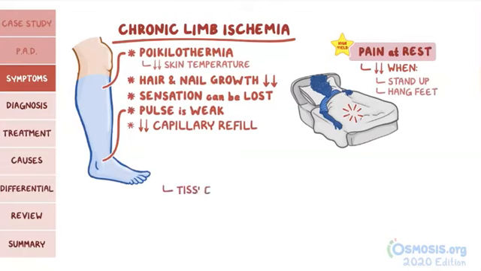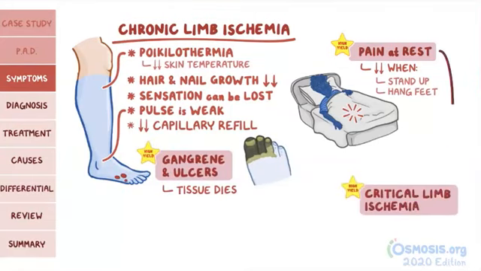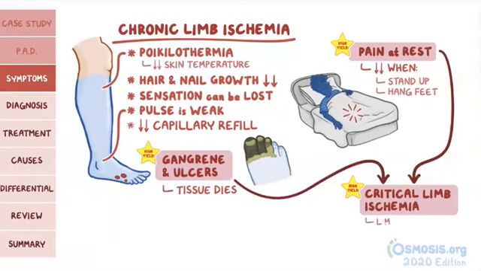Eventually, the peripheral tissue dies, which manifests as gangrene and ulcers. The end-stage manifestation is critical limb ischemia, which includes pain at rest as well as tissue loss in the form of gangrenes and ulcers. Critical limb ischemia is limb-threatening if operative intervention is not performed.